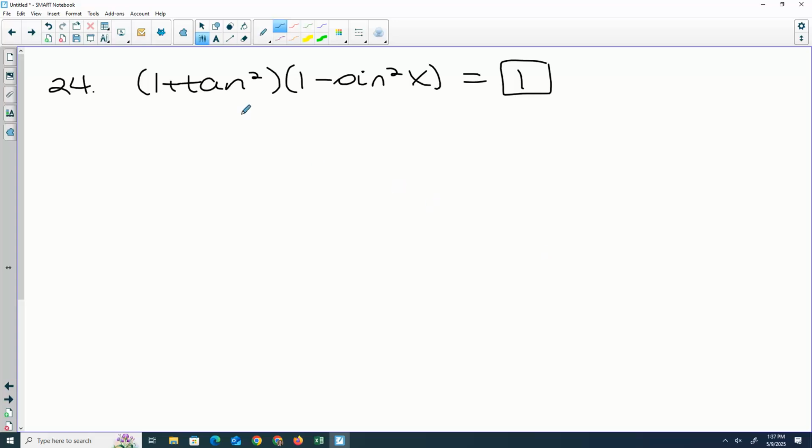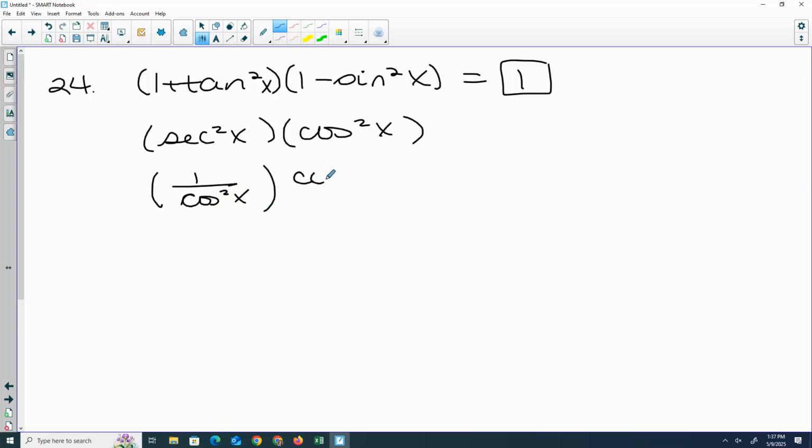Okay. Alright, from those Pythagorean identities, 1 plus tangent squared is secant squared. 1 minus sine squared x is cosine squared x. Secant is 1 over cosine squared. So if you have cosine squared on top and bottom, they cancel. Let me just get one.